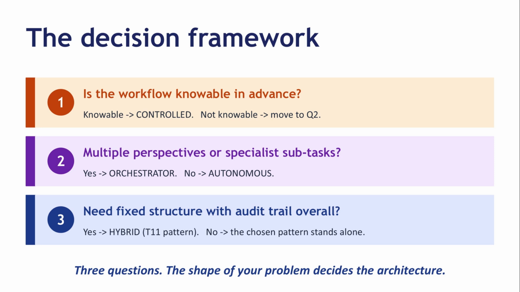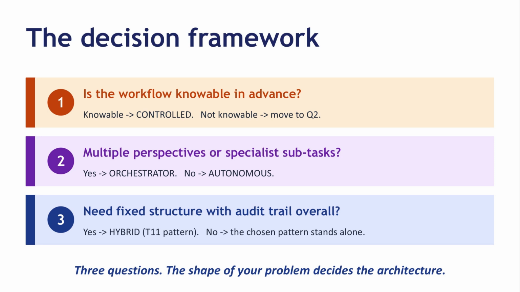3 questions, in order. Question 1. Is the workflow knowable in advance? If yes, phase 1, controlled. If no, move on. Question 2. Does the task benefit from multiple perspectives or decompose into specialist subtasks? If yes, phase 3, orchestrator. If no, phase 2, single autonomous agent.